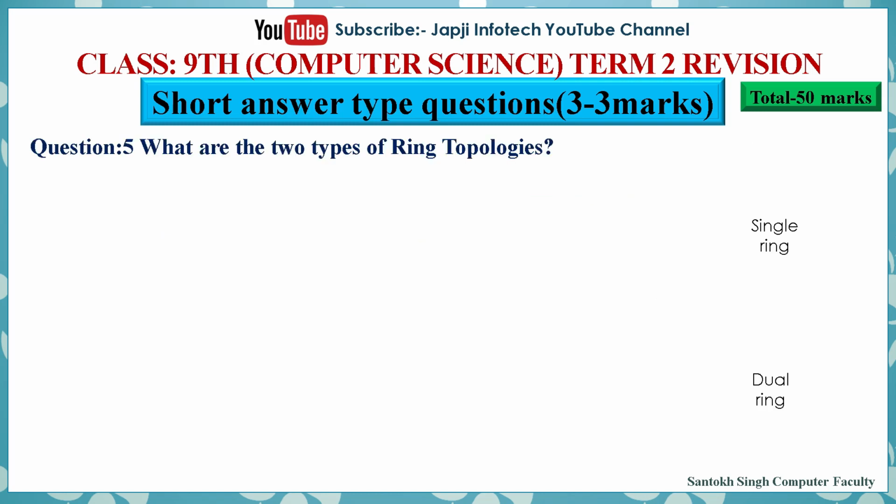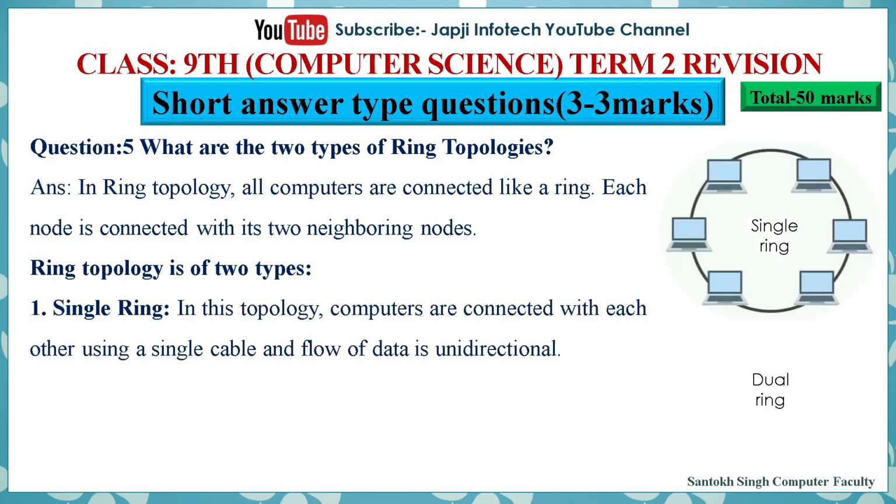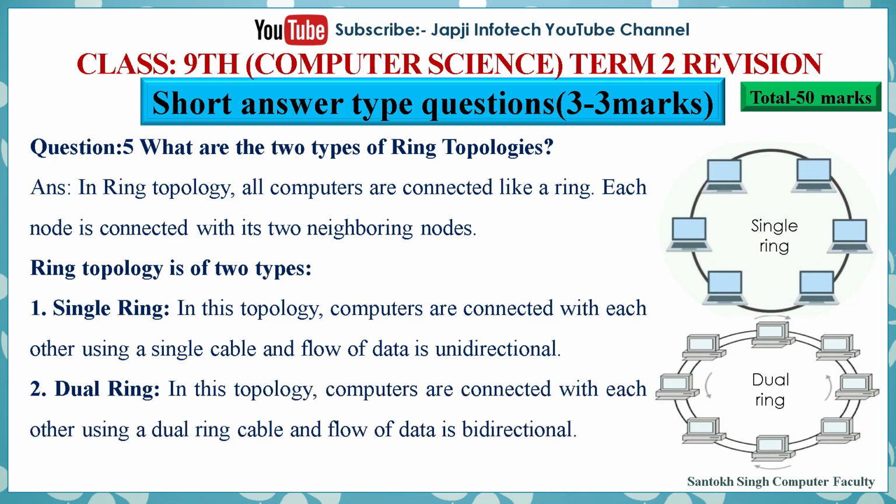And fifth question is, what are the 2 types of ring topologies? So in ring topology, all computers are connected like a ring. Each node is connected with its 2 neighboring nodes. So ring topology is of 2 types. The first one is single ring. In this topology, computers are connected with each other using a single cable and flow of data is unidirectional. The second one is dual ring. In this topology, computers are connected with each other using a dual ring cable and flow of data is bidirectional.